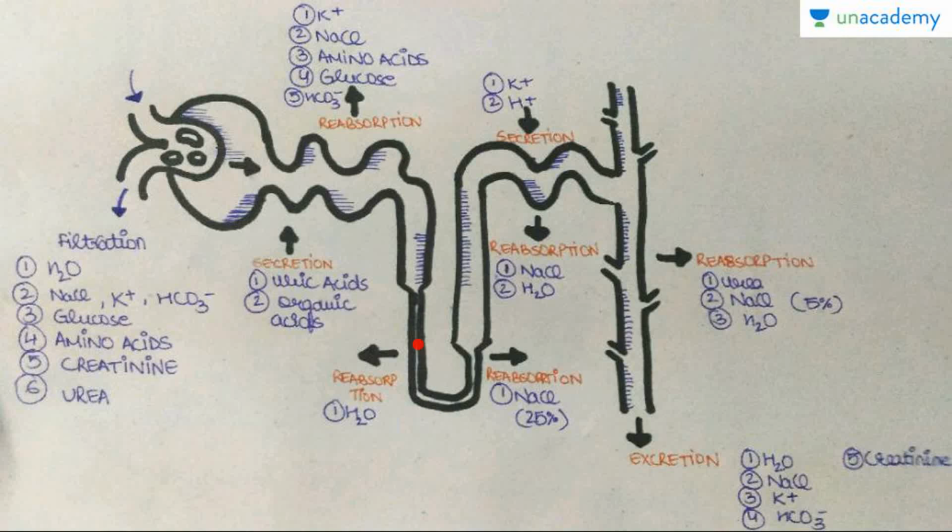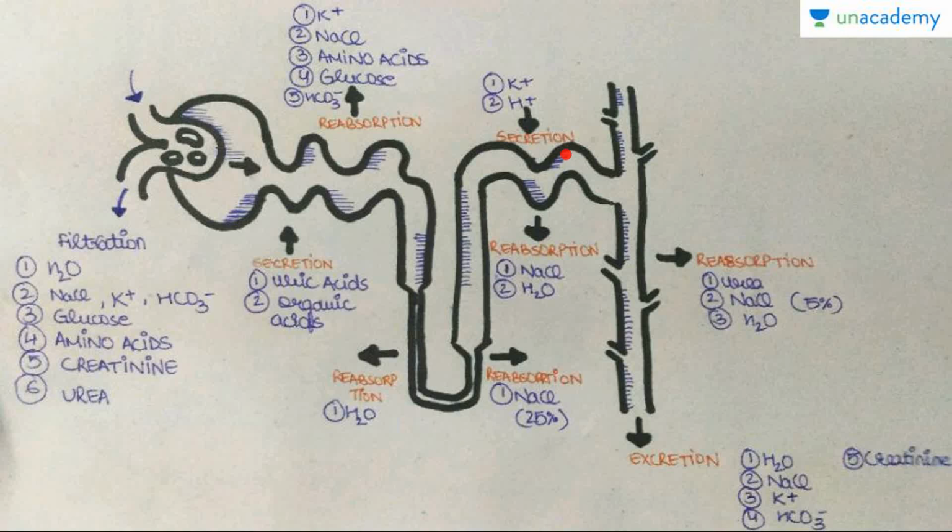Now the rest of the filtrate starts moving towards the loop of Henle. So in the descending loop of Henle, a lot of water is reabsorbed. As you can see, water is being reabsorbed, and in the ascending loop of Henle there is 25% of NaCl absorption. Now the filtrate starts moving towards the distal convoluted tubule. Here K+ ions and hydronium ions are secreted inside the filtrate, and again NaCl and H2O absorption takes place. Now as you can see, water is being absorbed at every single step, and at some steps NaCl and all the ionic reabsorption takes place.